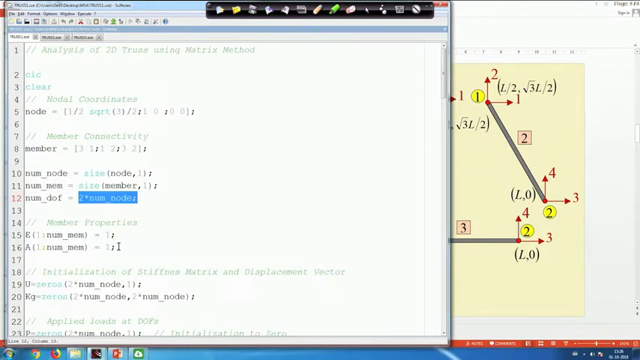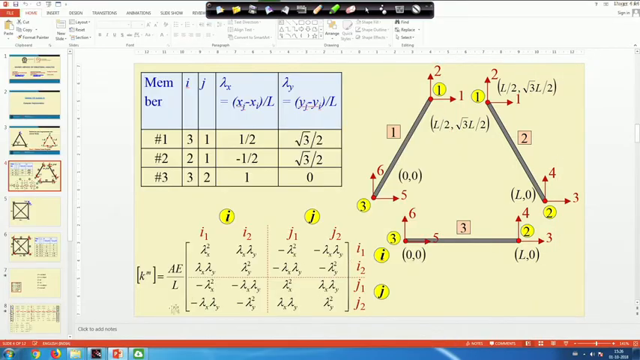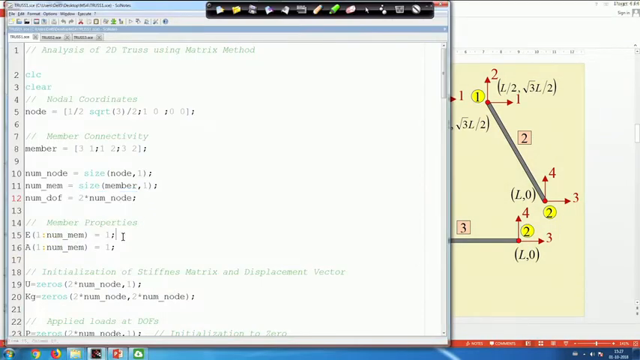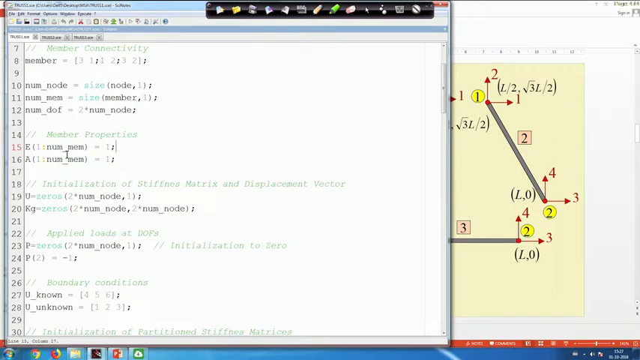Then comes the properties of the member. The properties required are the Young's modulus, which is the material property, and then the cross section of the member. Length it automatically calculates from the joint coordinates. So, here we have to give the properties of this member. Now, you can give any value. Just for demonstration, say A is equal to 1.